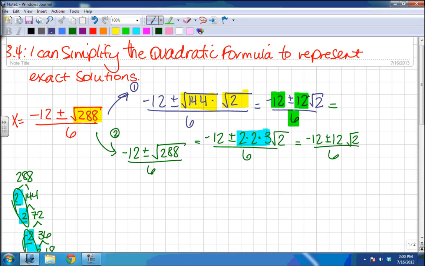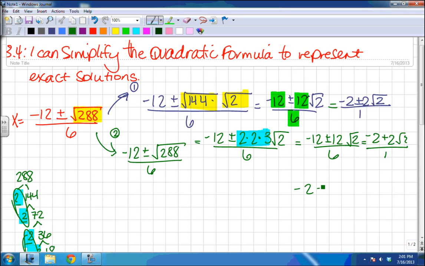Hopefully you're starting to see that the number 6 does. So if I take the negative 12 and divide it by 6, I would end up with negative 2. That 12 divided by 6 is 2. That square root stays there because there's nothing I can do with it. And then 6 divided by 6 is 1. If you look at the second method, we'll clearly get the same thing, as we had the same answer.